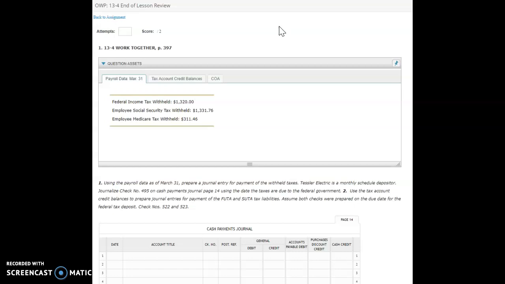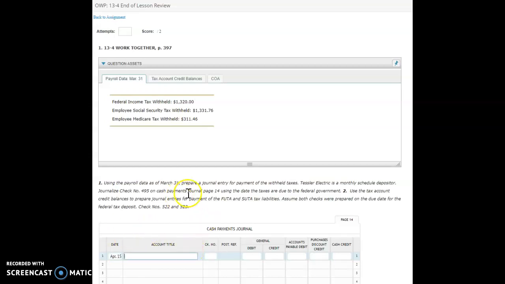So right away, number one here, using the payroll data as of March 31st, prepare a journal entry for payment of the withheld taxes. Tesla Electric is a monthly scheduled depositor. Journalize check number 495 on cash payments journal, page 14, using the date the taxes are due to the federal government. Now, because they are a monthly scheduled depositor, their taxes are due on the 15th of the following month. I don't know that I explained that in the lecture, so I want to make sure you understand that when they are a monthly scheduled depositor, it is due the 15th of the following month. So March 31st would mean that we are due on April 15th.